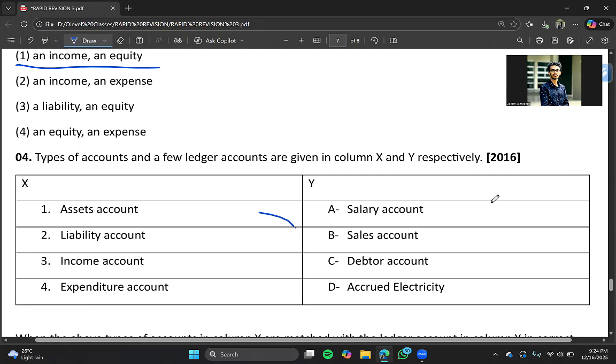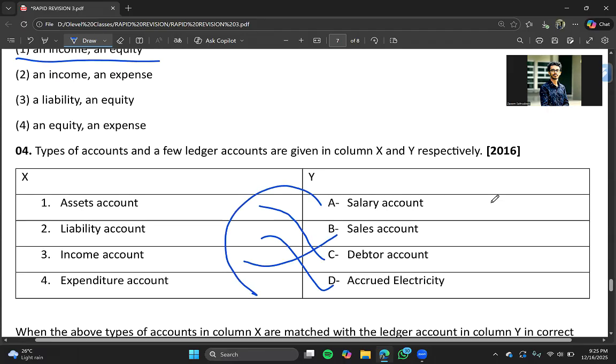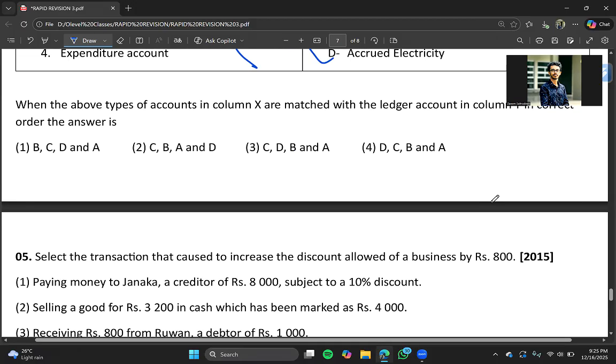Assets can take assets, debtors. Liabilities can take accrued electricity. Income can take sales account. Expenditure can take salary account, right? So you can match that and put the answer here.